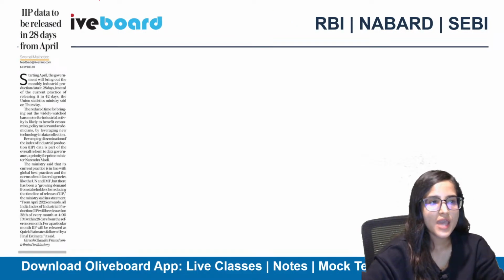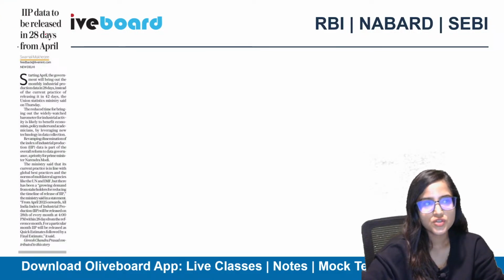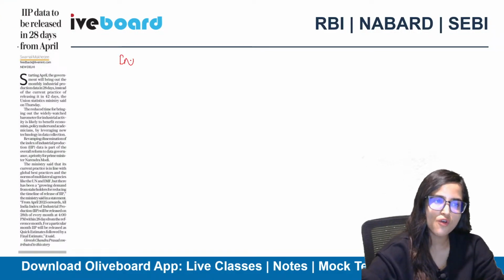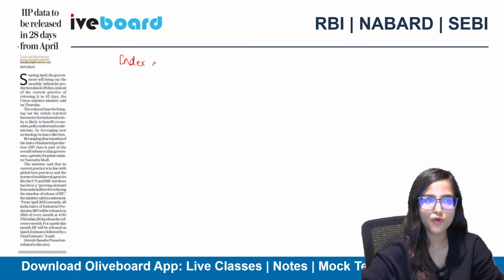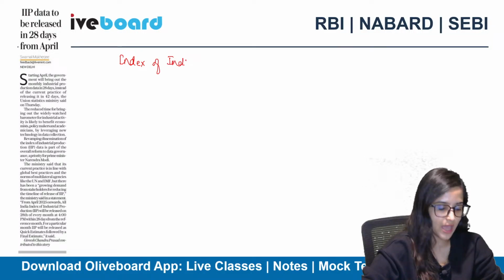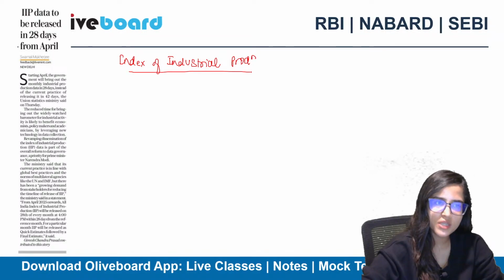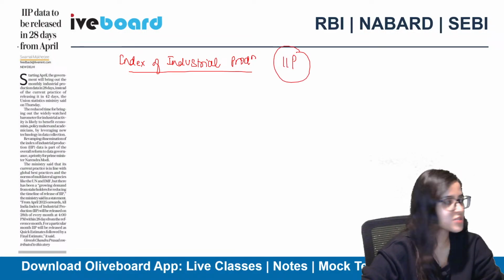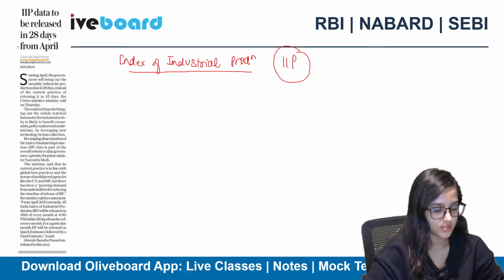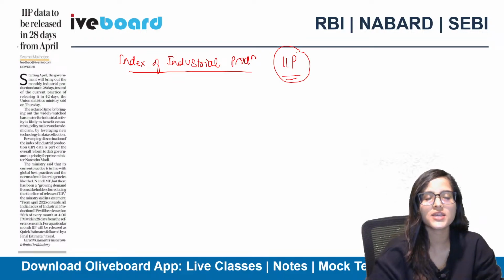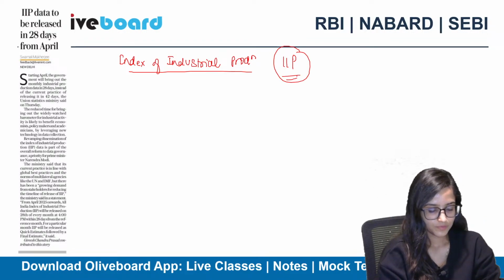So next is IIP data to be released in 20 days from April. Now we have this Index of Industrial Production. I have a question for all of you. What do you mean by Index of Industrial Production? First, tell me what is this IIP? What is this index related to? Quickly give me the answer.